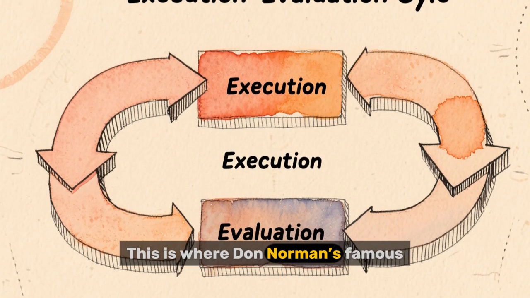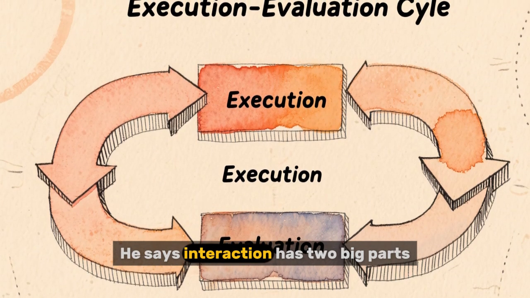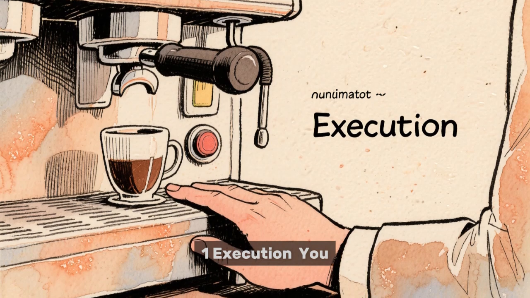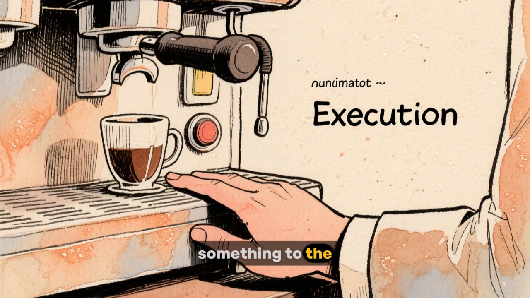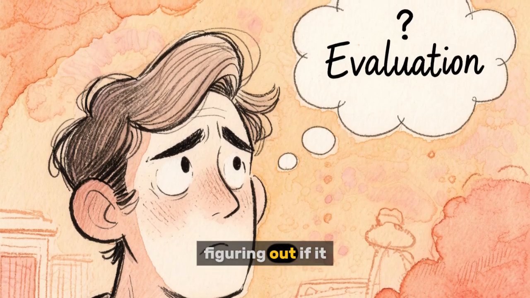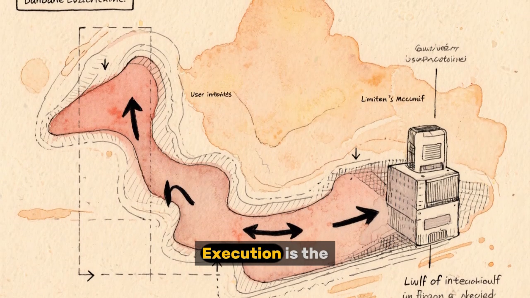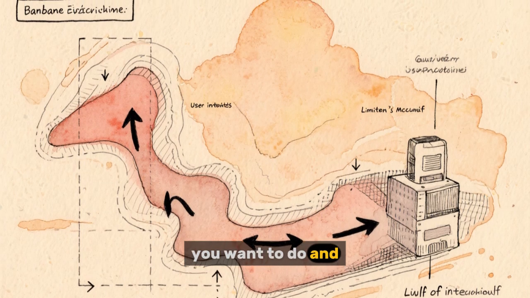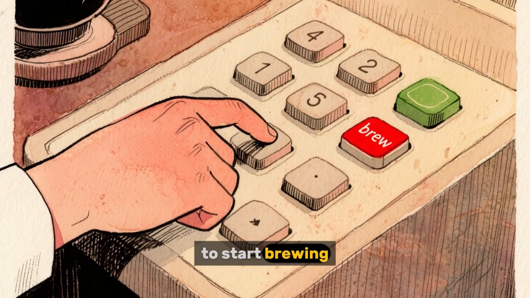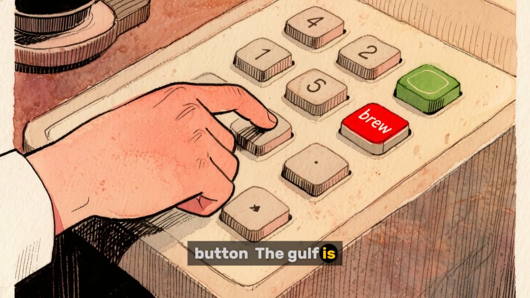This is where Don Norman's famous execution-evaluation cycle comes in. He says interaction has two big parts. One, execution: you trying to do something to the machine. Two, evaluation: you figuring out if it worked. The problem is the gulf. The gulf of execution is the gap between what you want to do and what the system allows you to do. On the confusing machine, you want to start brewing, but you have no idea which button is the brew button. The gulf is huge.